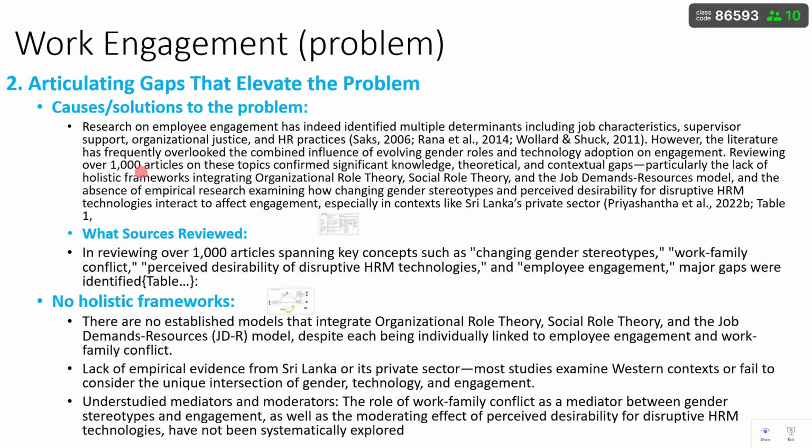So that was identified by reviewing 1,000 articles available in the knowledge bases. Those are the currently available knowledge bases globally, and all of them have been reviewed, and we identified those gaps. What are the gaps? 1,000 articles on these topics confirm significant knowledge, theoretical and contextual gaps. Knowledge gaps are there, theoretical gaps are there, and contextual gaps are there.